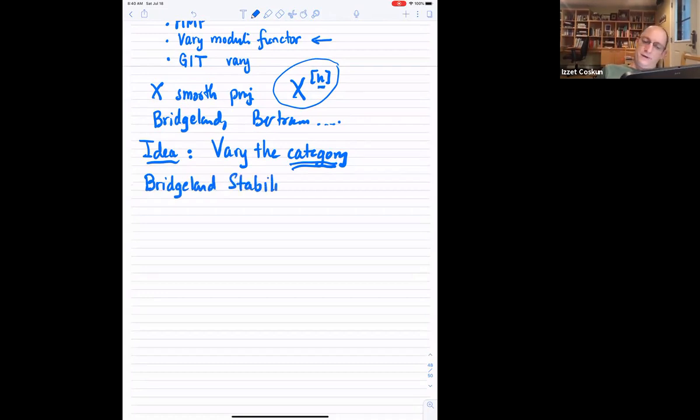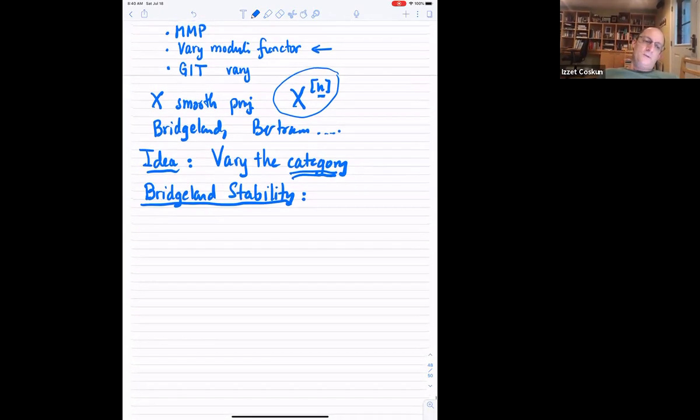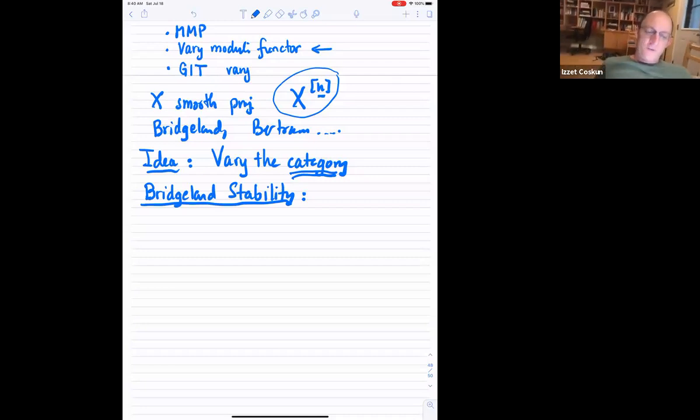Again, I'm not going to give all the details or complete definitions here. I'll just highlight some properties and some things that come into play. The way I want to motivate this is as a way of constructing birational models, as a way of varying the functor. The underlying idea is that the one thing you can still vary is the category.